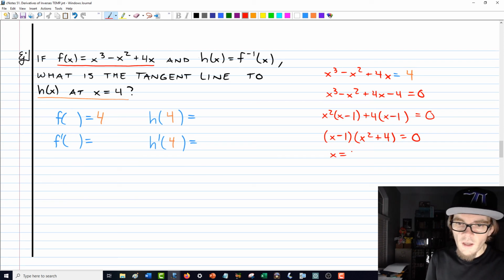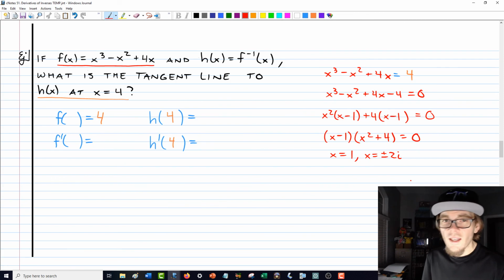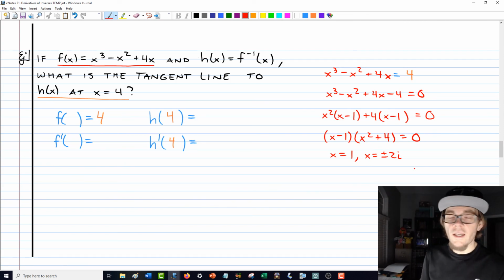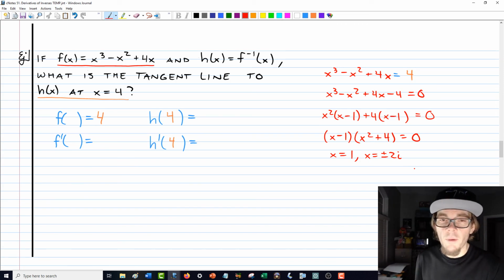This one's pretty easy to solve. We get either x equals 1 or x equals plus or minus 2i. And I'm just going to go ahead and tell you that we're not interested in points in imaginary complex number land. Like imagination land, that's the realm of South Park. For us, we're interested in real numbers. So the only solution here that we can validly go through is x equals 1.